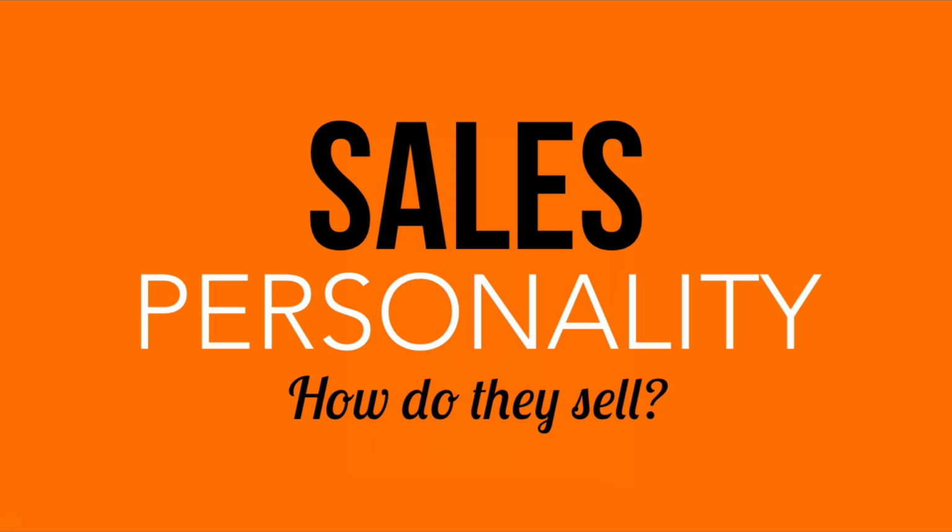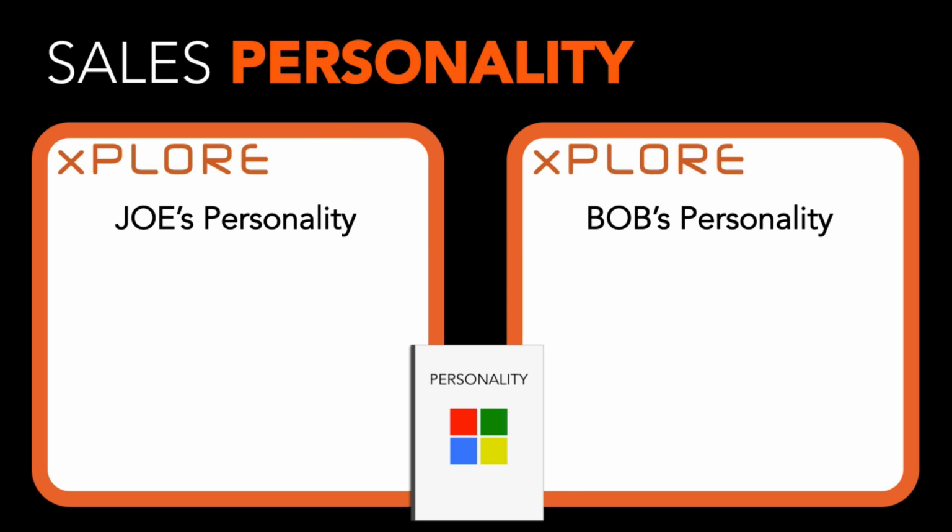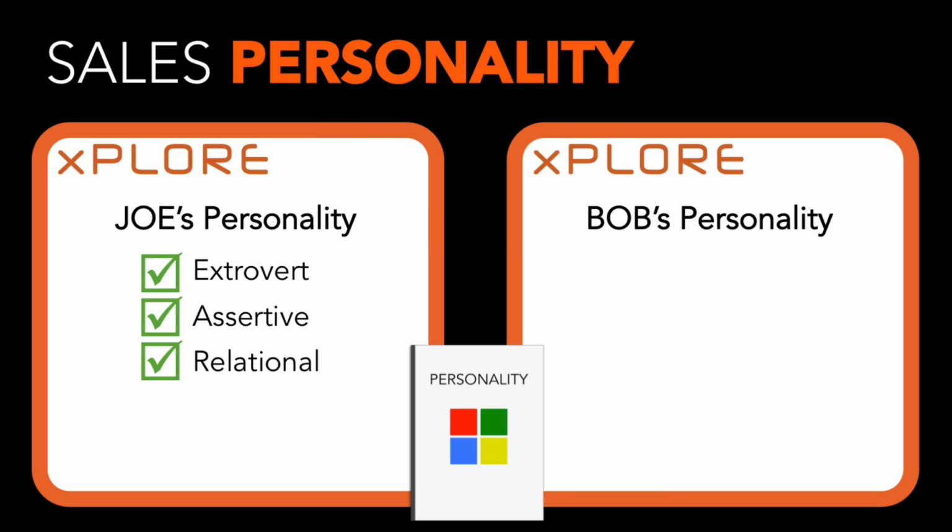This answers the question about your sales candidate: how will they perform? In this example, we'll take a look at Joe and Bob, the top 2 candidates applying for the sales job. After completing the xPlore Sales Assessment, let's do a side-by-side comparison of Joe and Bob. Now, Joe's personality style indicates that he's an extrovert, he's assertive, and he's relational. Now, those are excellent traits for an outside new business development sales rep. Now, what you might call a hunter.